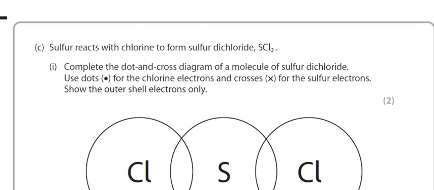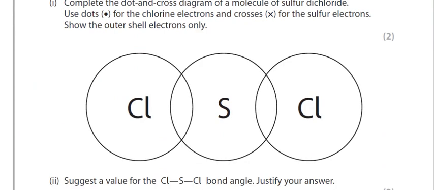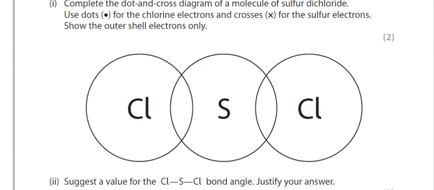Sulfur reacts with chlorine to form sulfur dichloride. Complete the dot and cross diagram of a molecule of sulfur dichloride. Use dots for the chlorine and crosses for the sulfur electrons.